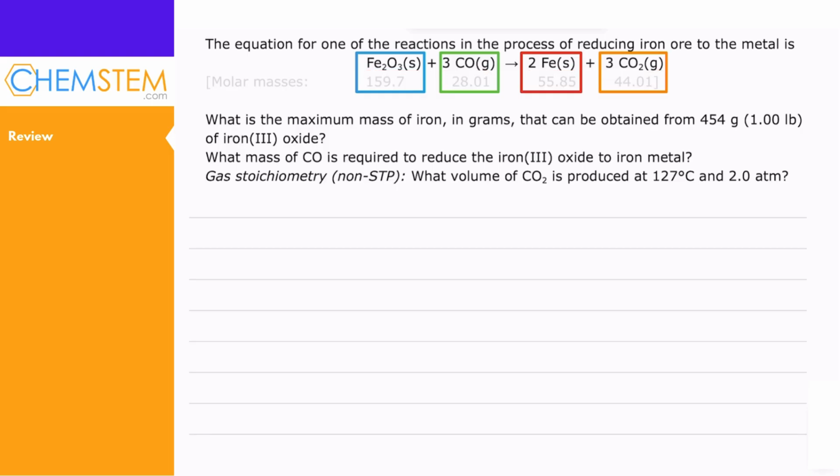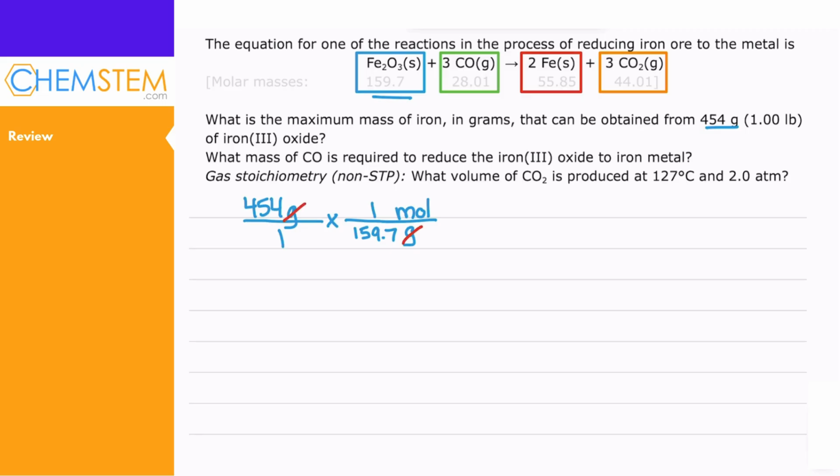So let's start off with the fact that we have 454 grams of the iron(III) oxide, and we want to convert that from grams to moles. So we're going to use the molar mass to do that. 1 mole of iron(III) oxide has a mass of 159.7 grams. We can cancel out our grams, and we don't want to stop here.